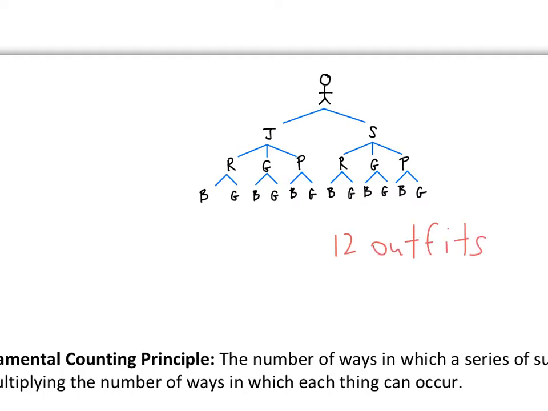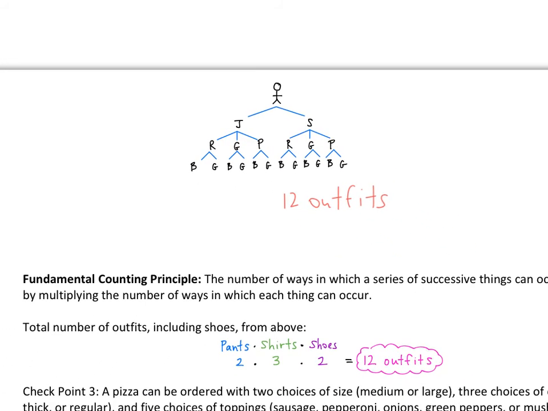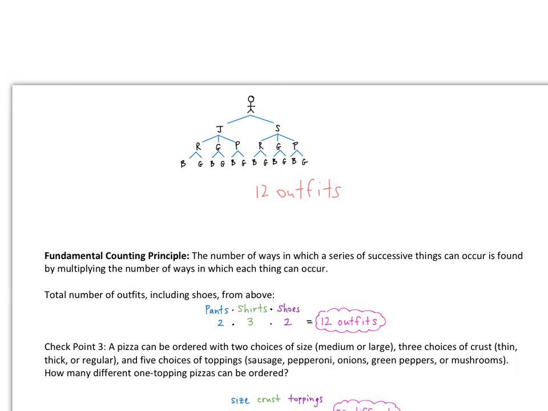But the nice thing is, the fundamental counting principle still works here. So what we can do is take the number of ways in which a series of successive things can occur as found by multiplying the number of ways in which each thing can occur. So in this case, we're just adding more things to our mix. So it's just more multiplication going on.